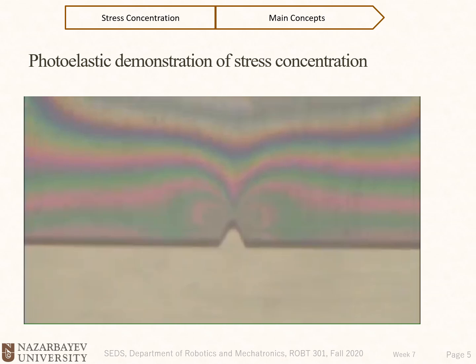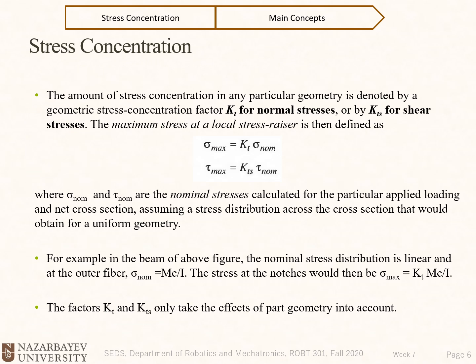Okay, so the video clearly shows that stress concentration happens close to notches or fillets, and we'll see how we could take into account the effect of stress concentration in coming slides. The amount of stress concentration in any particular geometry is denoted by geometric stress concentration factor Kt for nominal stresses, or by Kts for shear stresses.